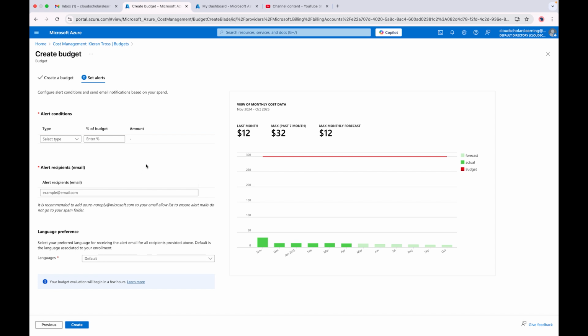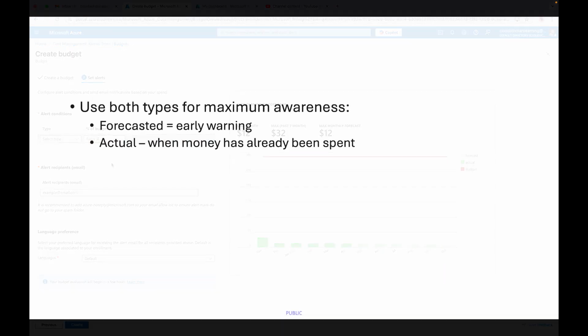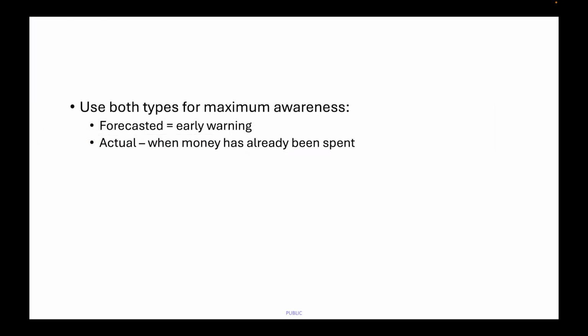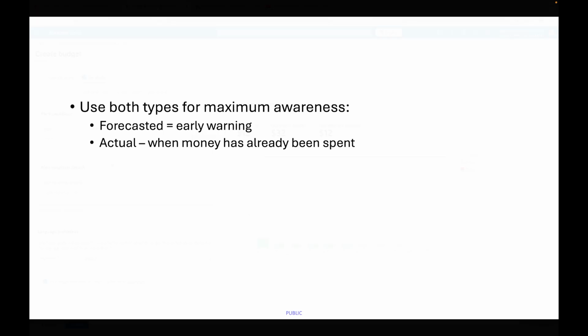So how do we set some alerts? If we click over here, you see it has actual and forecast. So what does that mean? When it comes to the alerts, you have the forecast, which is early warning. And then you have actual, which that should be an equal sign, sorry about that, when money has already been spent. The best way of doing this is to have both for maximum awareness.